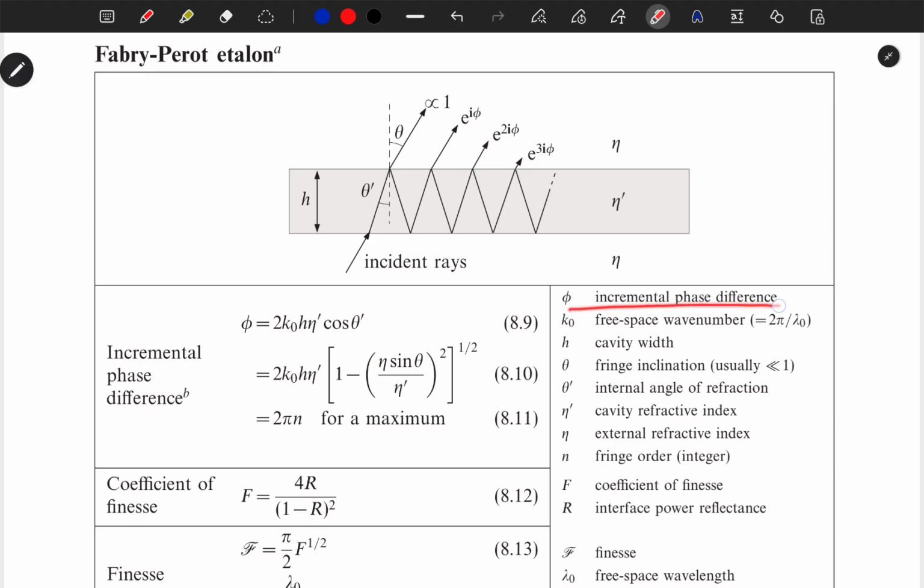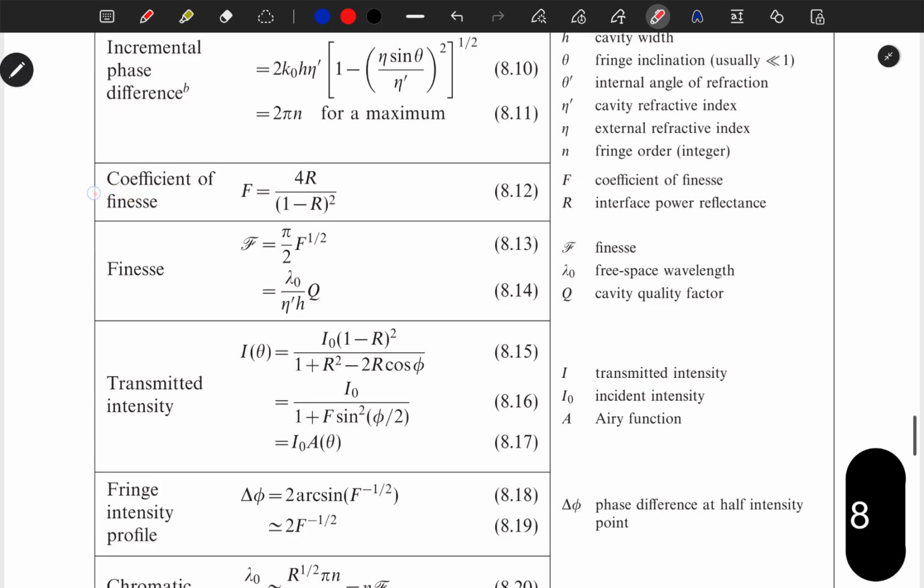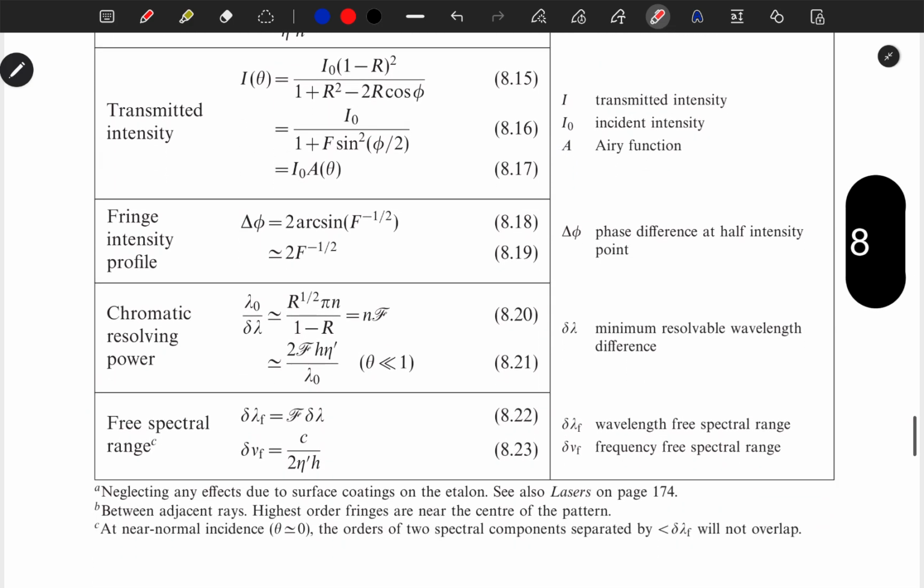The incremental phase difference phi equals 2 k0 h eta dash cos theta. For maxima it is 2 pi n. Incremental phase difference, coefficient of finesse, transmitted intensity, fringe intensity profile, chromatic resolving power, resolving power, free spectral range, that we can calculate.